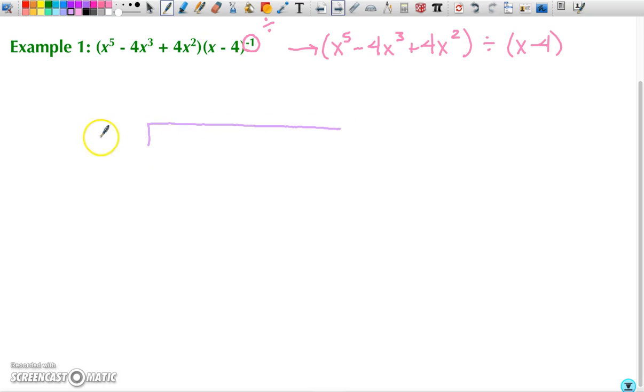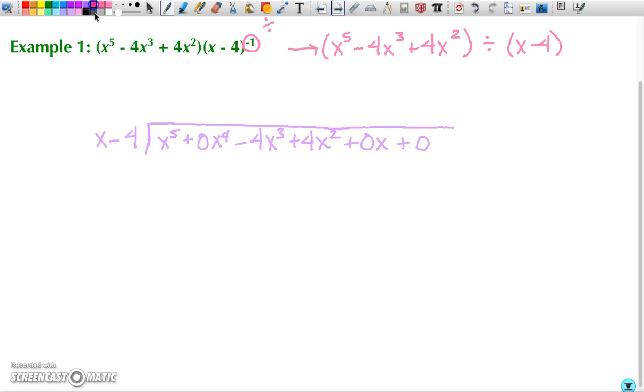That's your division bar, and we're going to put x minus 4 out here because that's what we're dividing by. Then on the inside, notice how it skips from 5th power. There's no 4th power. There's a 3rd, a 2nd. There's no 1st. There's no constant. We need a spot for everything. So we need to put x to the 5th in here. And then we're going to put in a plus 0x to the 4th because we don't have a 4th power. Minus 4x cubed plus 4x squared. And then we're going to do plus 0x because there is no x term, and then plus 0 because there is no constant term. So we need a placeholder for everything.